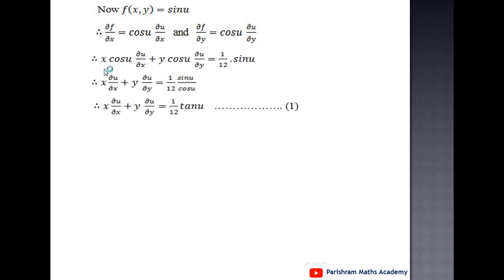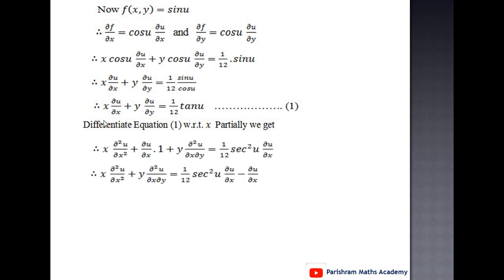We get x into the value of ∂f/∂x, which is cos of u into ∂u/∂x, plus y into the value of ∂f/∂y, which is cos of u into ∂u/∂y, equal to 1/12 into sine of u. Then by dividing by cos of u, we get x ∂u/∂x plus y ∂u/∂y equal to 1/12 into sine u upon cos of u, that is tan of u. This is the solution of the first part.